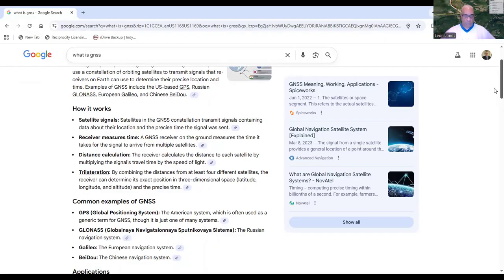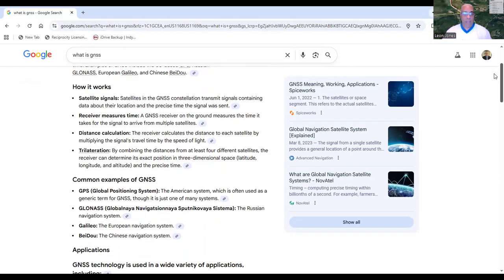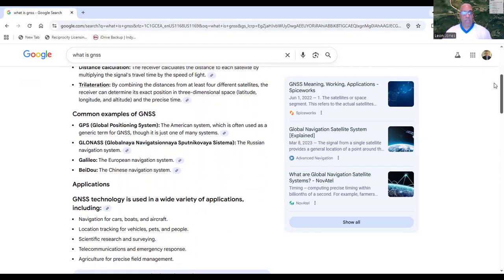Then you have your trilateration. By combining the distances from at least 4 different satellites, the receiver can determine its exact position in 3-dimensional space: latitude, longitude, and altitude, and precise time. Common examples, I just mentioned them to you. GPS, Global Positioning System, that's the American system, which is often used as a generic term for GNSS, though it is just one of many systems.